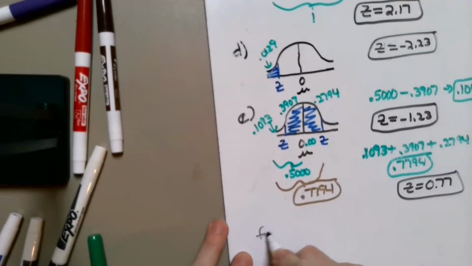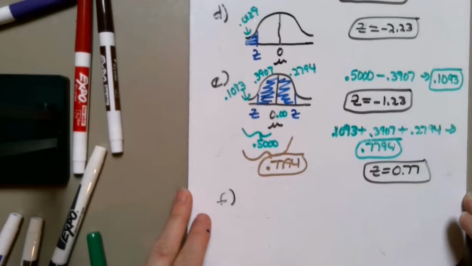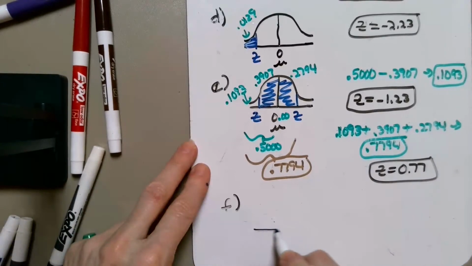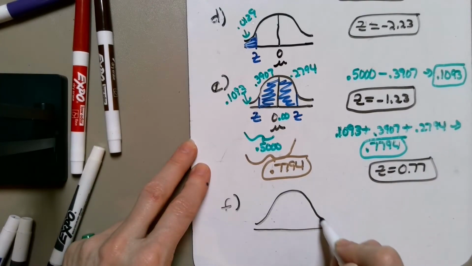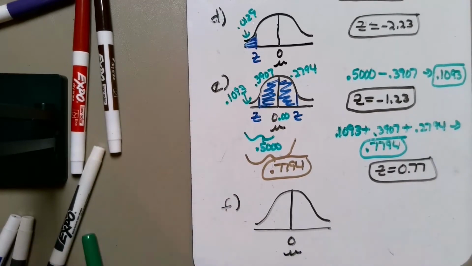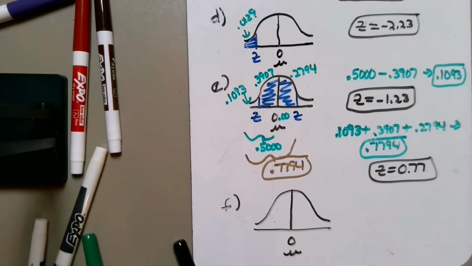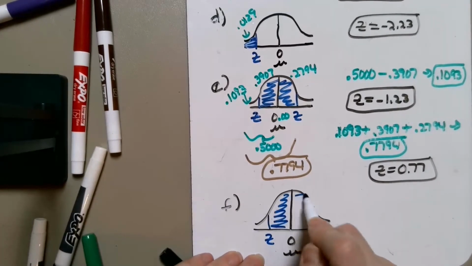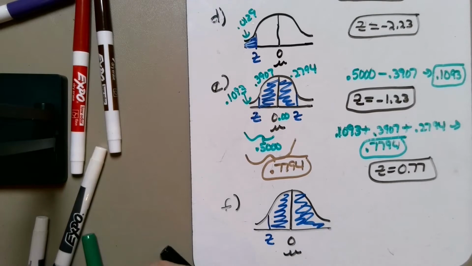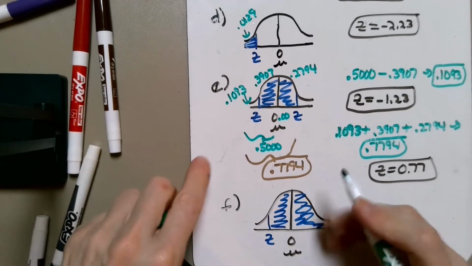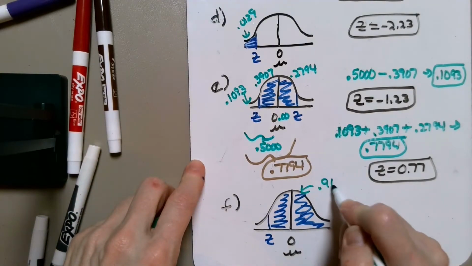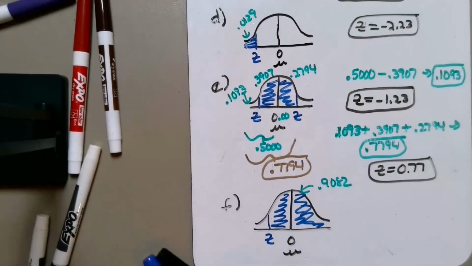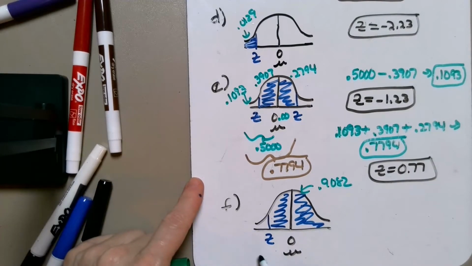And finally, for 2F, we've got this drawn. We've got a z to the left of the mean, which means it's negative. The shaded area falls to the right, and this shaded area in total is 0.9082. That is not what you want to look up. You'll never want to look up the area to the right. You need the area to the left in order to find the z-score.